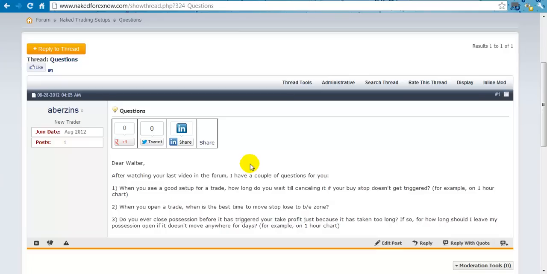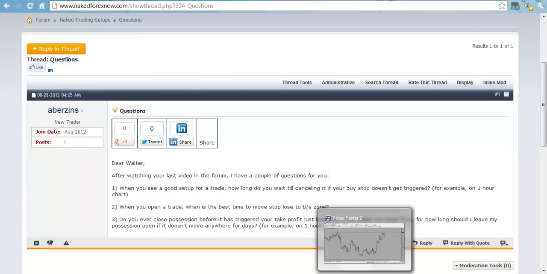I wanted to go over the questions that Abergins posted on the forum. And the first question is, when you see a good setup, how long do you wait until canceling if your buy stop doesn't get triggered? For example, on the 1 hour chart. Well, first of all, I don't normally trade the 1 hour charts.